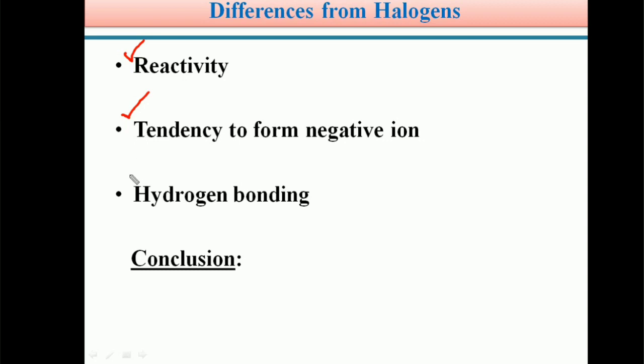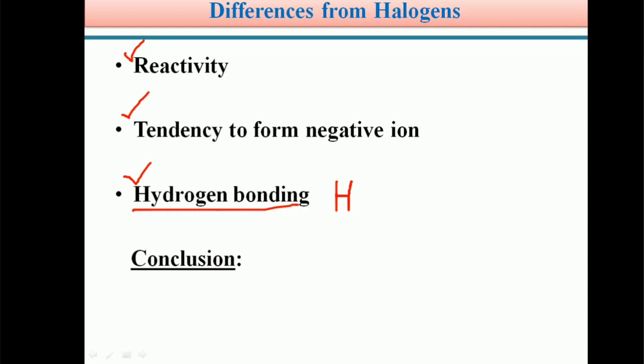Next difference of hydrogen from halogens is hydrogen bonding. Students, we know about this hydrogen bonding. In semester 1 we learned this, in the chemical bonding concept, the last topic, hydrogen bonding. Hydrogen can form a temporary bond with a highly electronegative element of another molecule, which is called hydrogen bonding. So students, only hydrogen has the capability of forming hydrogen bonding, but halogens do not form hydrogen bonding like hydrogen. So this is one difference of hydrogen from halogens. Hydrogen has an ability to form hydrogen bonding, but halogens do not form this type of bonding. So this is one main difference between hydrogen and halogens.